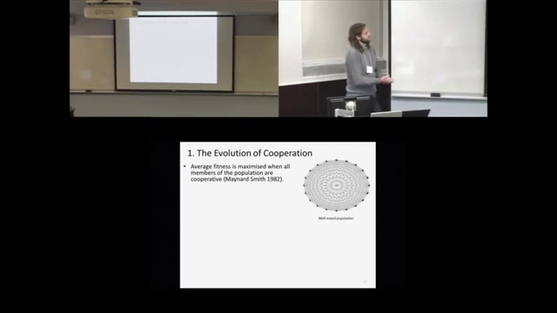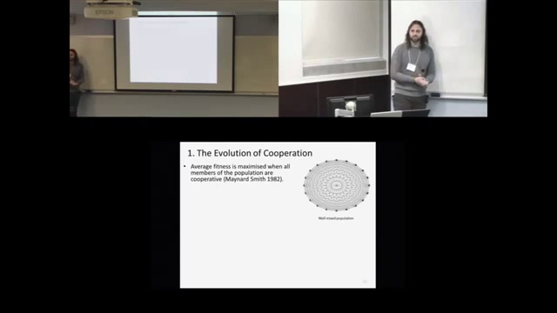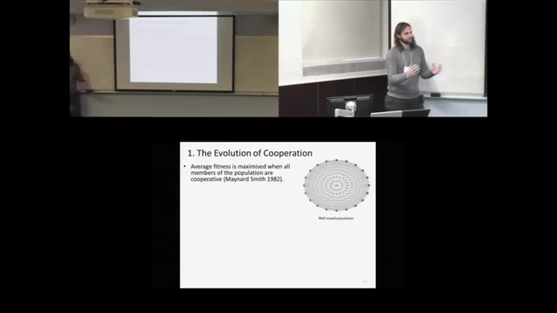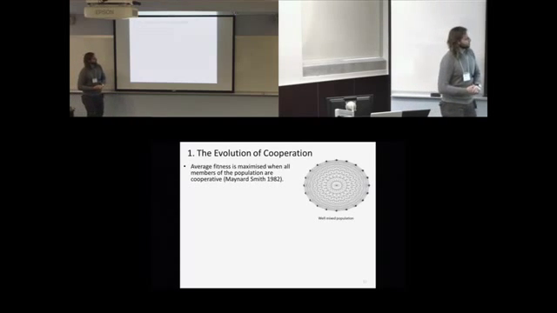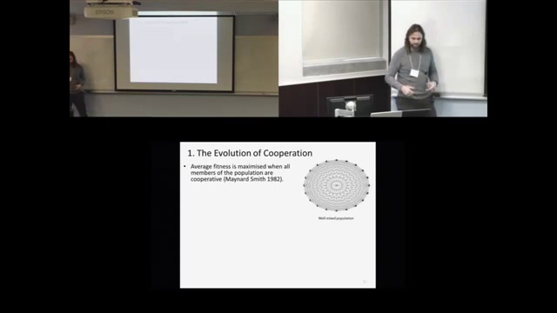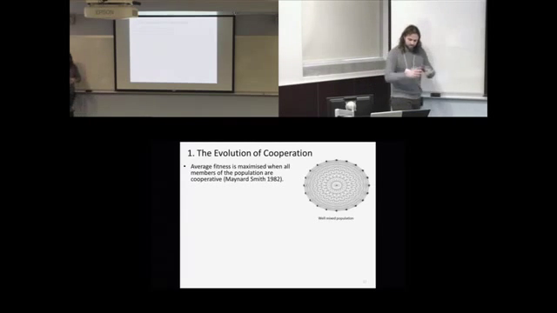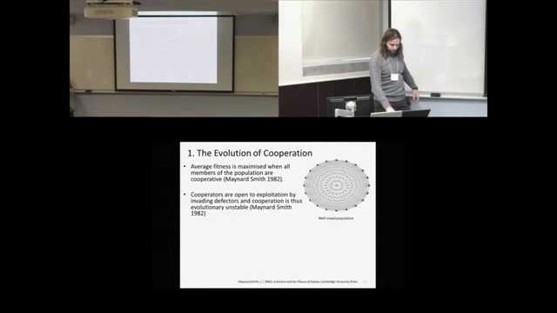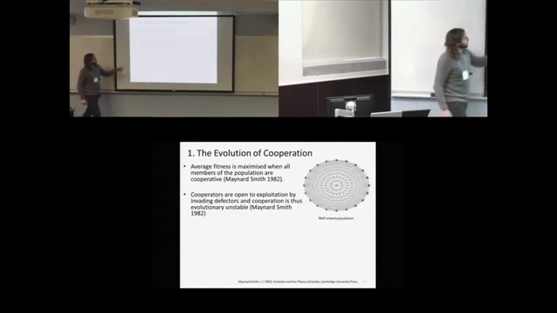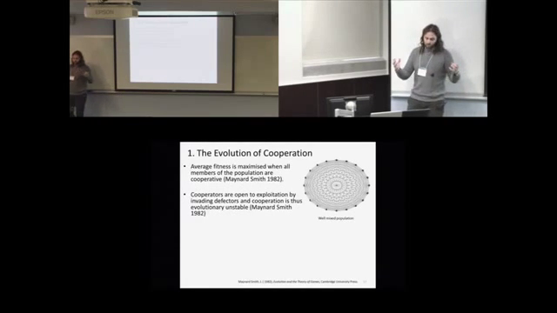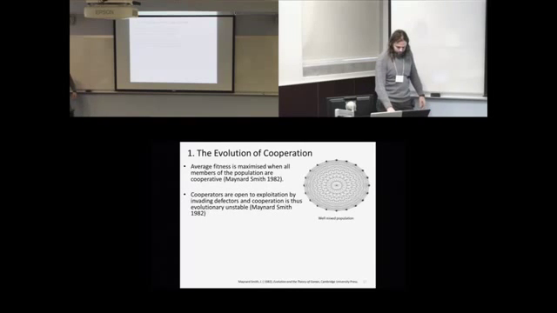The evolution of cooperation has really challenged biologists since the time of Darwin. Why would one individual pay a cost for another to receive a benefit? Kin selection obviously does a good job of explaining that when it's between relatives, but what about cooperation between non-genetic relatives? Average fitness is maximised when all individuals are cooperative, but in a well-mixed population, cooperators are open to exploitation by invading defectors, and thus cooperation is evolutionarily unstable.